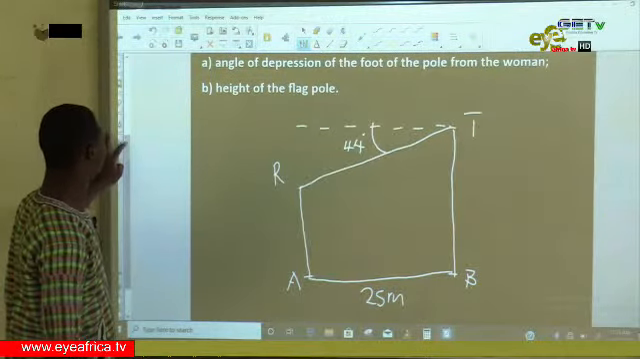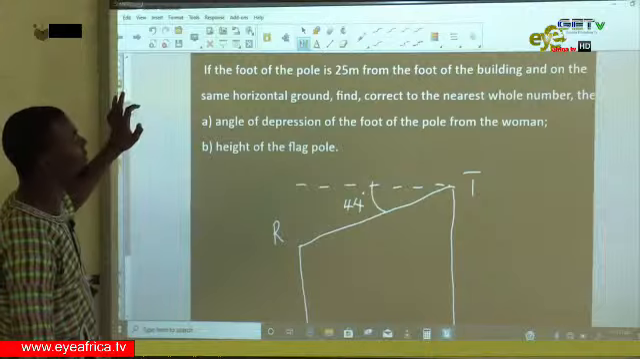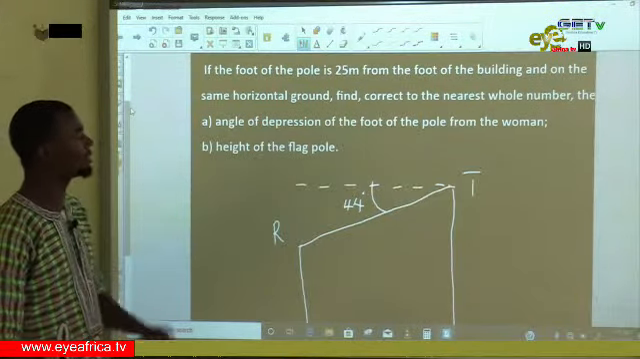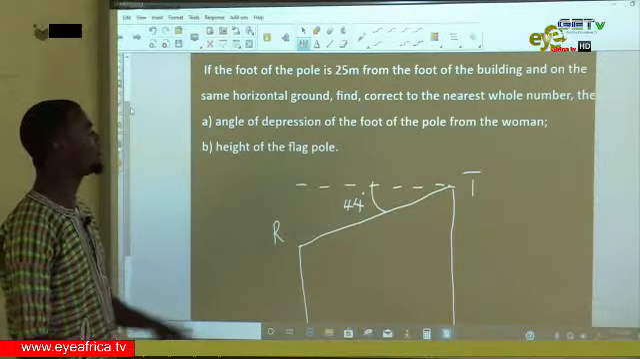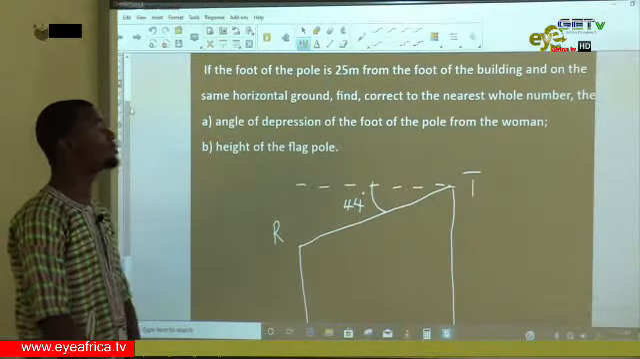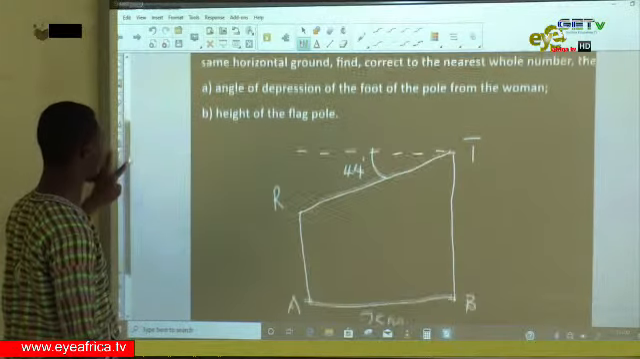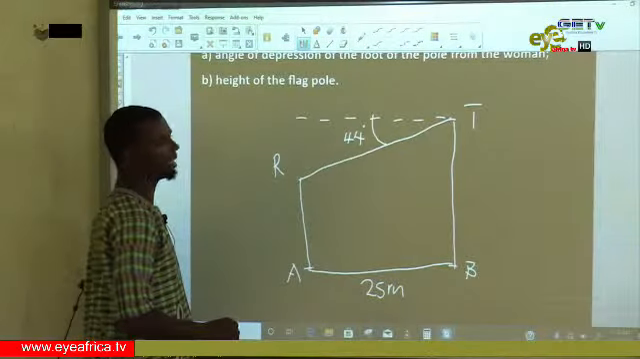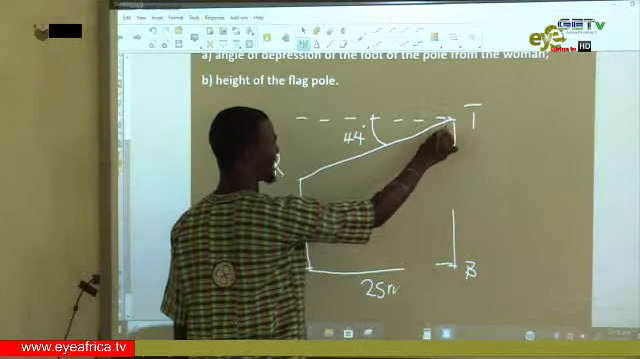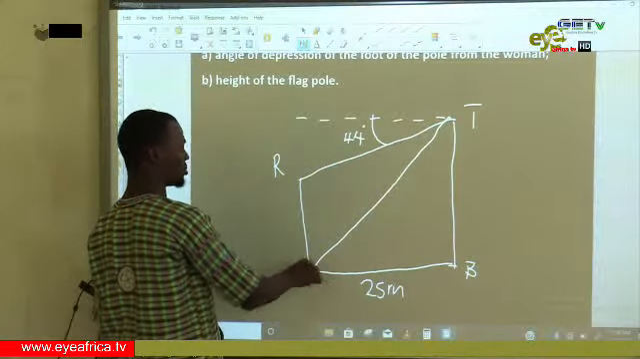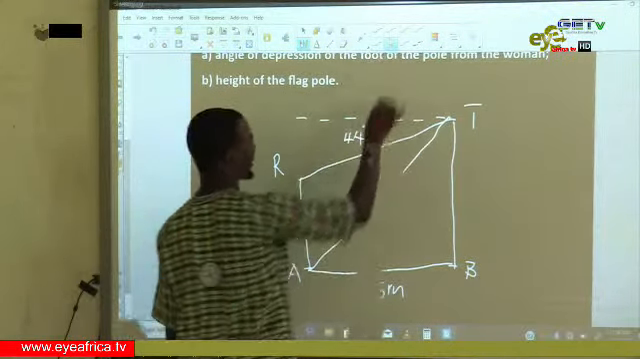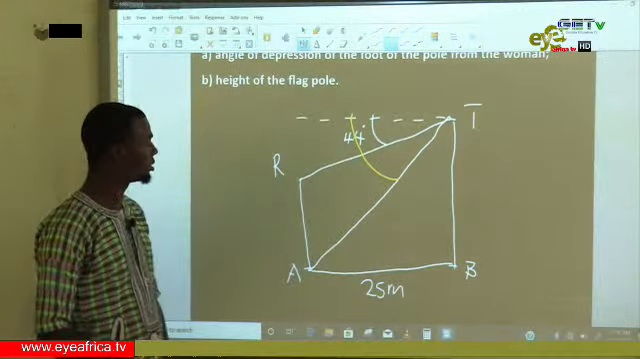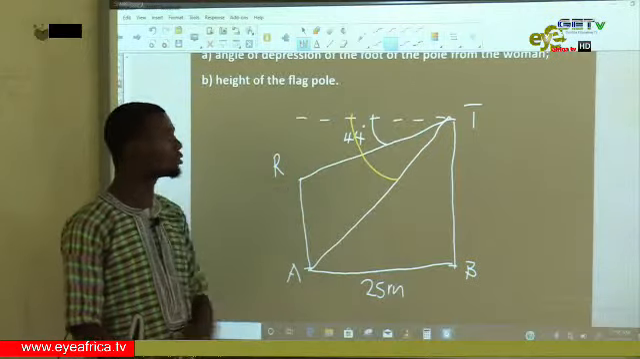Let's look at it again. If the pole is 25 meters away from the foot of the building, and on the same horizontal ground, find, correct to the nearest whole number, the angle of depression of the foot of the pole from the woman. So that's the woman to the foot of the pole. The angle of depression is what you are asked to find. You have the woman here to the foot of the pole, this time not the top of the pole. So the angle you are asked to find is this angle, the angle of depression to the foot of the pole.